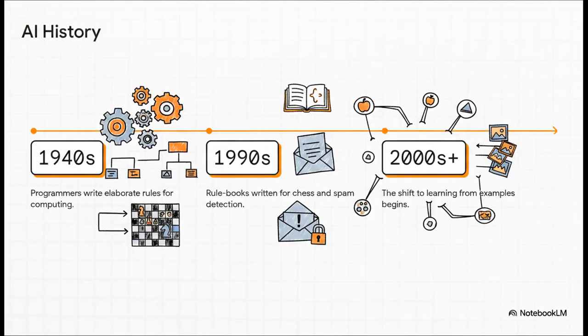To put this in perspective, for most of computing history, programmers were totally stuck in method 1. From the 1940s all the way through the early 2000s, brilliant people spent entire careers just painstakingly writing elaborate rules. You want a computer to play chess? You literally program every single possible board position. Want to block spam? You tell it to flag any email with the word lottery and 3 exclamation points. And look, for narrow, highly defined problems, it actually worked fine.